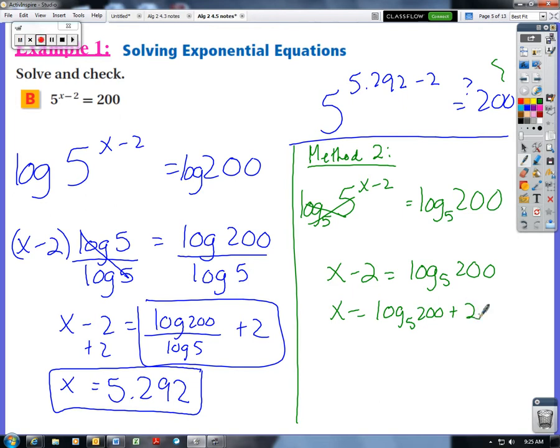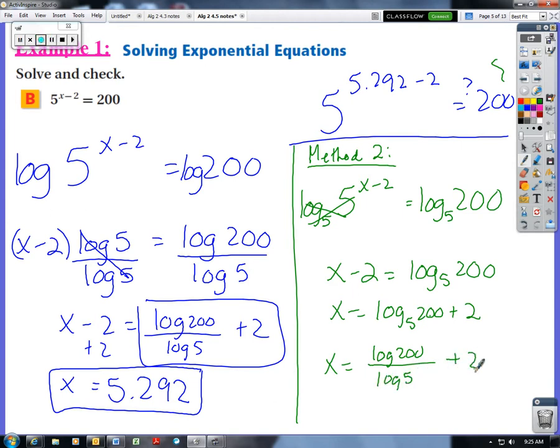Both of these methods we use about the same amount. I mean, they're both very valid methods. And now let me show you. So let's remind ourselves again, the log base 5 of 200, we don't have a key on our calculator with log base 5, but we can use the change of base formula that we learned in the previous section. And that's going to be log of 200, because 200 is the upper one, over log 5 plus 2.